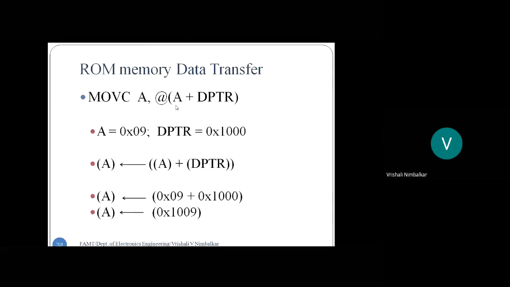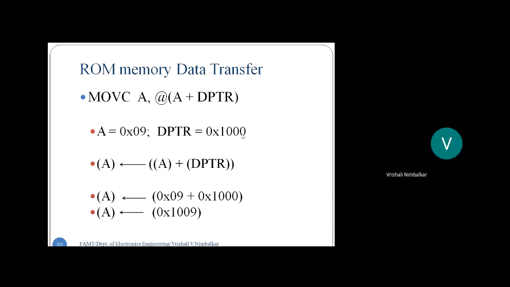Okay, so what does this instruction do? MOVC A, @A plus DPTR. DPTR is storing the address of ROM memory. That address gets added with a number in the accumulator, which we call an offset, and a new address is generated, which we call the effective address. So DPTR plus accumulator, on addition, creates the effective address, and data from that address is picked up and copied in the accumulator.